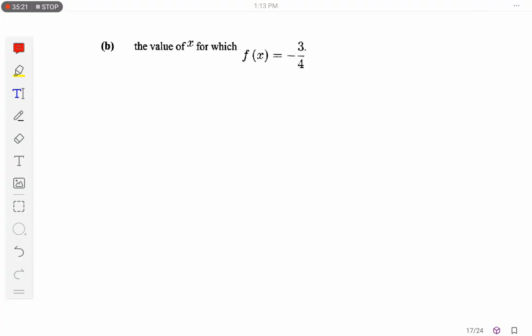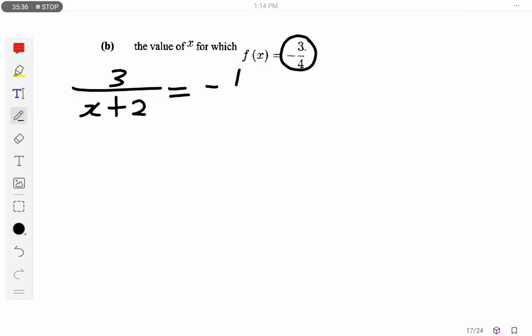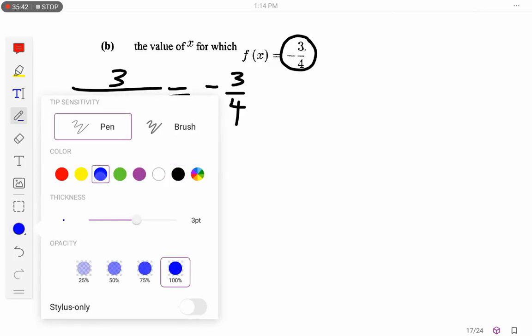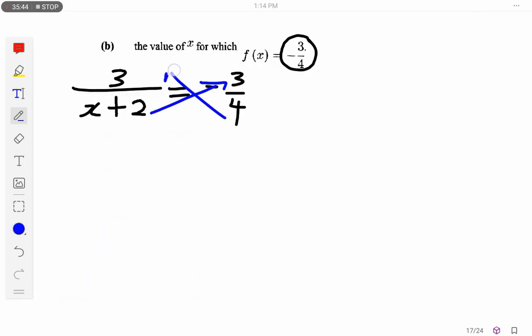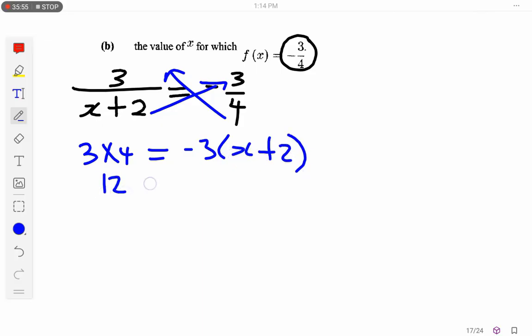Okay, they are saying find the value of x for which f of x is minus 3 over 4. So our f of x was 3 over x plus 2, and this is now equal to minus 3 over 4. So what we do here is cross multiplication. So it's going to be 3 times 4 is equal to minus 3 times x plus 2. So this is 12 is equal to minus 3x minus 6.